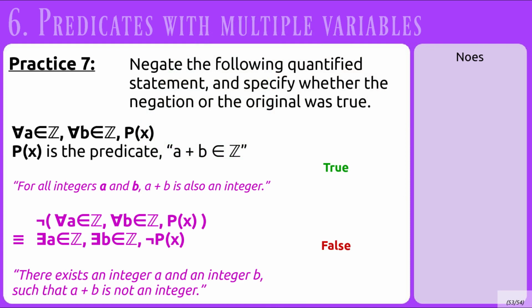Your negation should end up being, there exists some a in Z, there exists some b in Z, where not p of x. Or in other terms, there exists an integer a and an integer b such that a plus b is not an integer. Now, if we look at these, the original version was true and this other version is false. If we add two integers together, we will always get an integer back.